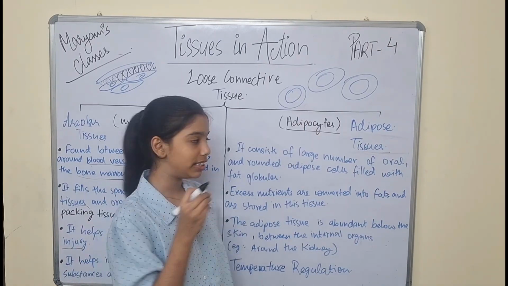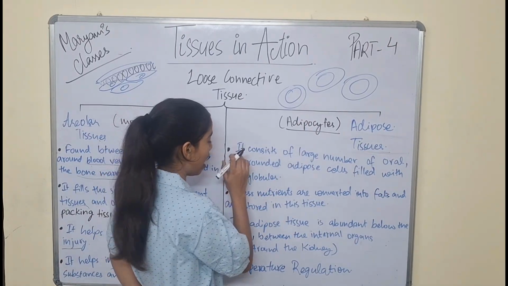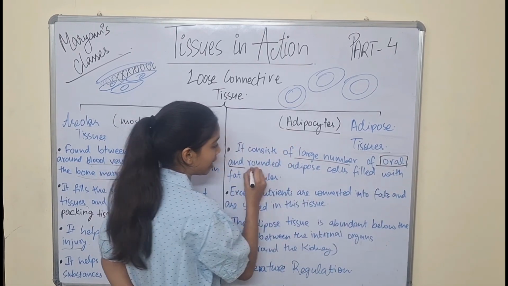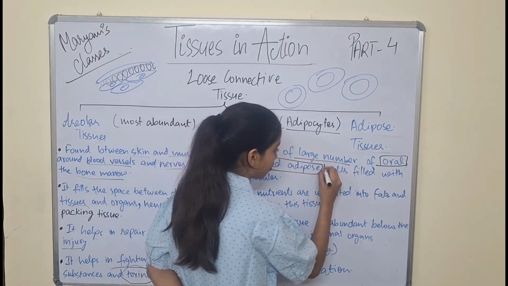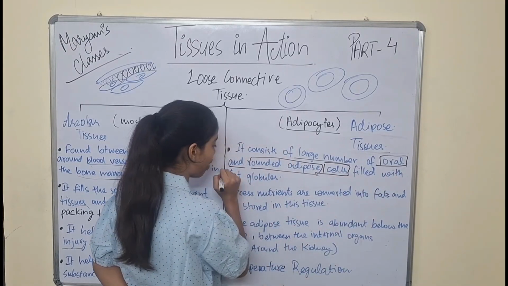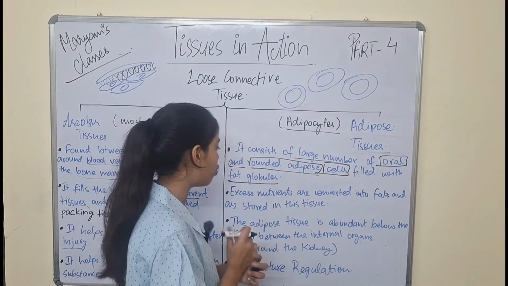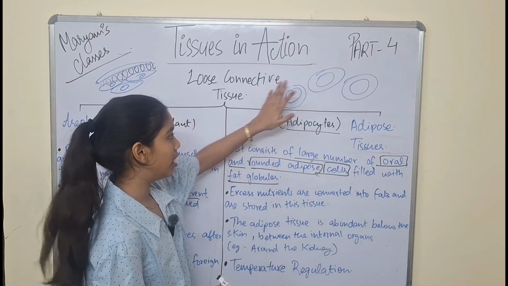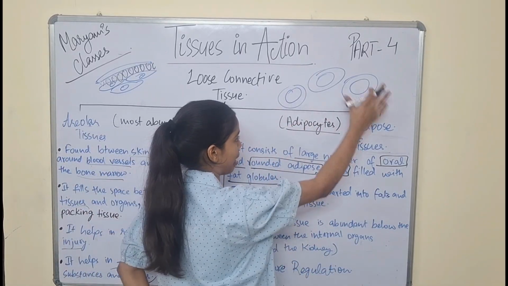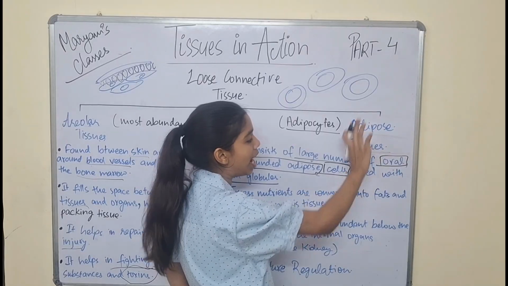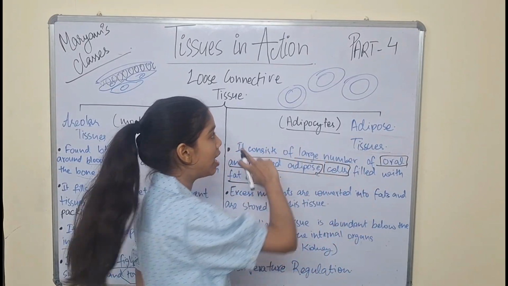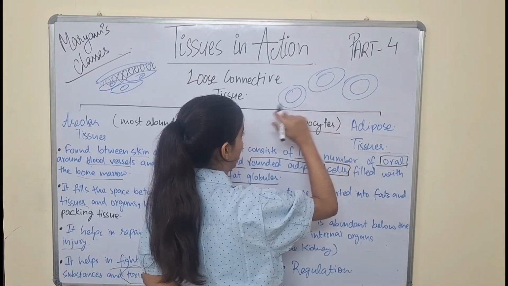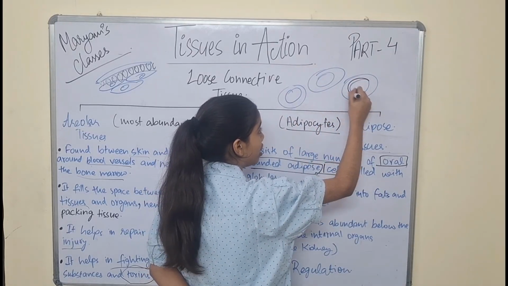Now let's understand the pointers of adipose tissue. It consists of a large number of oval and rounded adipose cells, filled with fat globules, or you can say fat droplets. This is a sample image of adipose tissue. You can see over here, this is the cell of adipose tissue. This is an adipocyte.